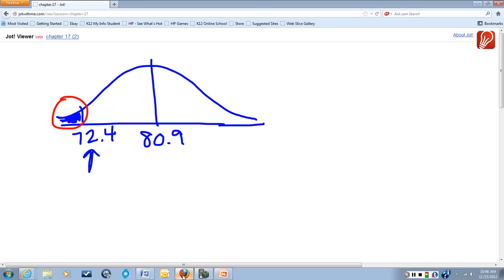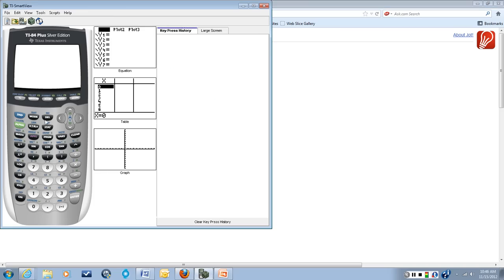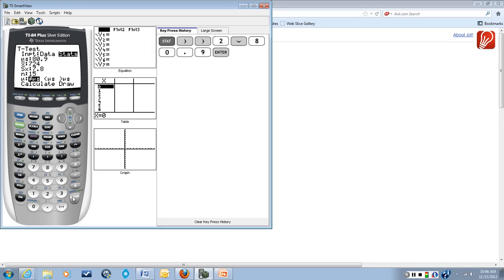To perform the hypothesis test, we'll go ahead and use the calculator. It's under STAT, under TESTS, the second choice, the T-Test, because again, we're using t procedures because we do not know the standard deviation of the population. The null hypothesis is that mu is 80.9. The x-bar that we got was 72.4. The standard deviation that we got was 7.8. Our n was 15, and we are looking for less than. So we want to have less than mu sub 0.